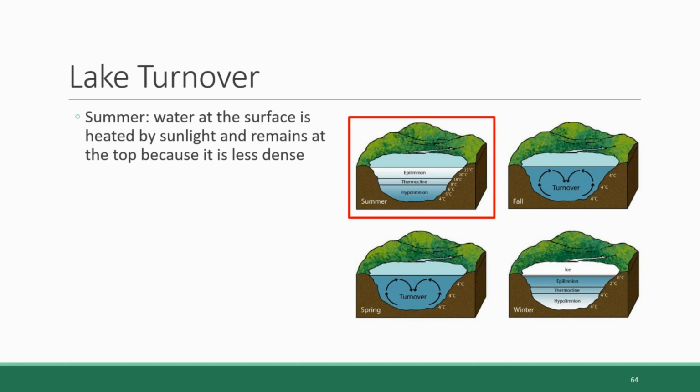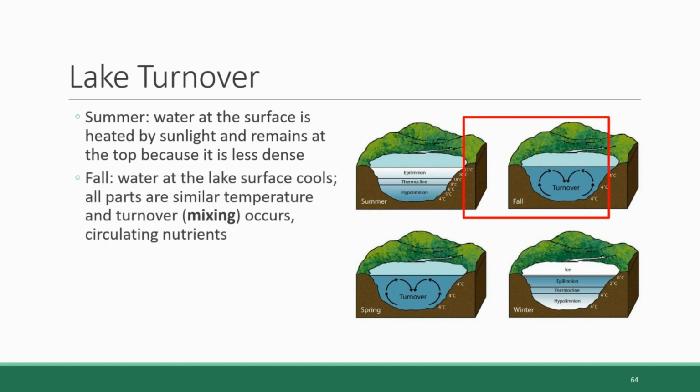However, as you get into the fall season, things start to cool off, including the surface of the lake, and the difference in temperature between the top and bottom layers gets smaller. So now the water is more or less at the same temperature, and that means it's at the same density, and the different layers will start to mix with each other. And this mixing is called turnover.